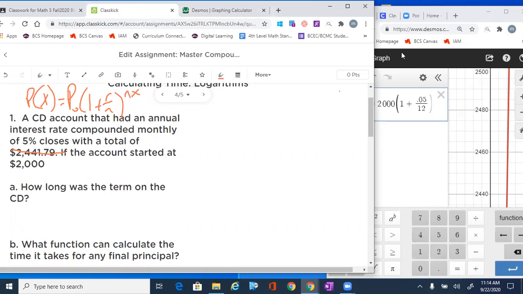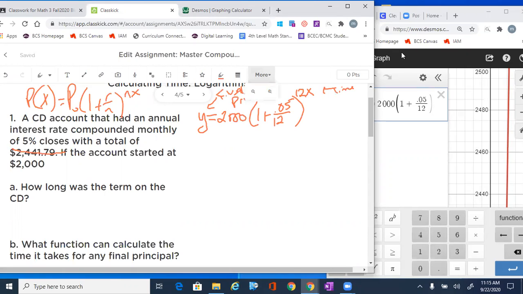So we don't know what the final principal is. So instead of putting P of x there, I'm just going to write y, because we don't know what that is. We know the initial value is $2,000. And then we have 1 plus the rate, which is 0.05. We're compounding it by 12. And then we have a compounding of 12 to the x. Now, x represents time, and y is going to represent our final principal.